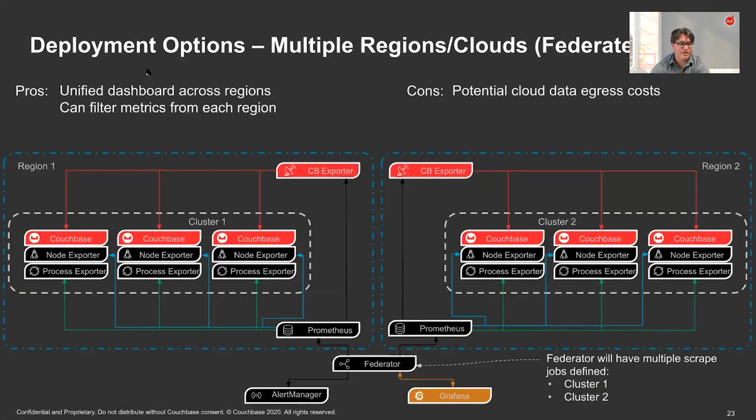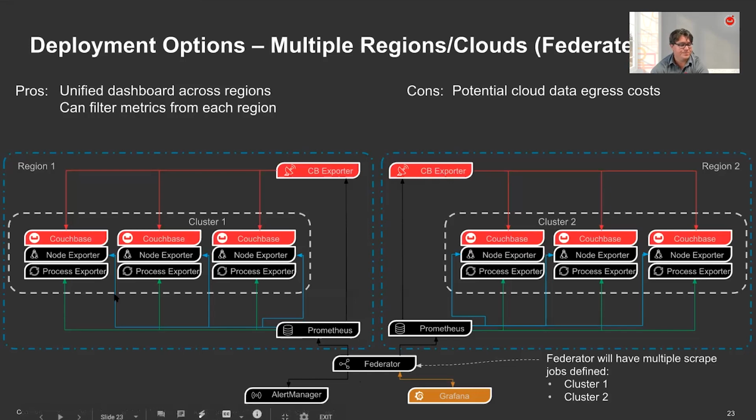Here, we're going to look at the deployment option for multiple regions. So obviously, across availability zone and definitely between regions, your cloud data egress costs can get pretty expensive. And so we want to limit the amount of data that we're pulling between regions. So you could set it up so that one exporter was scraping clusters across each region, but there's a lot of extra data in there, a lot of duplicate data that you don't necessarily need.